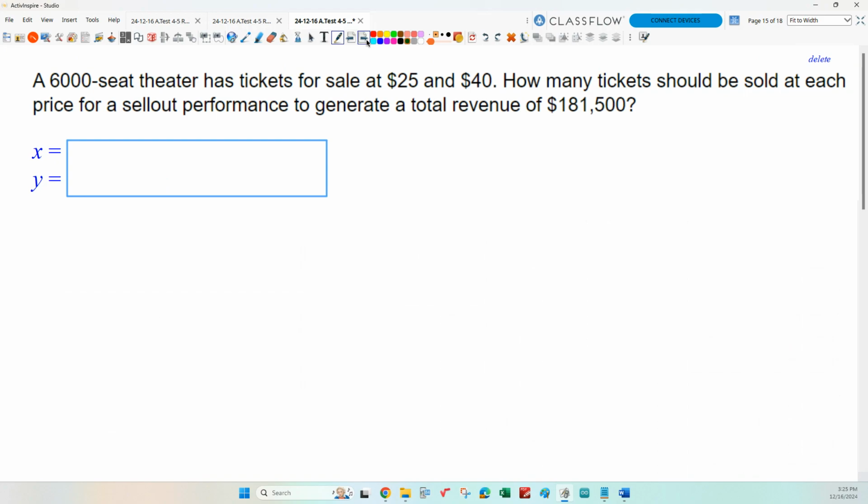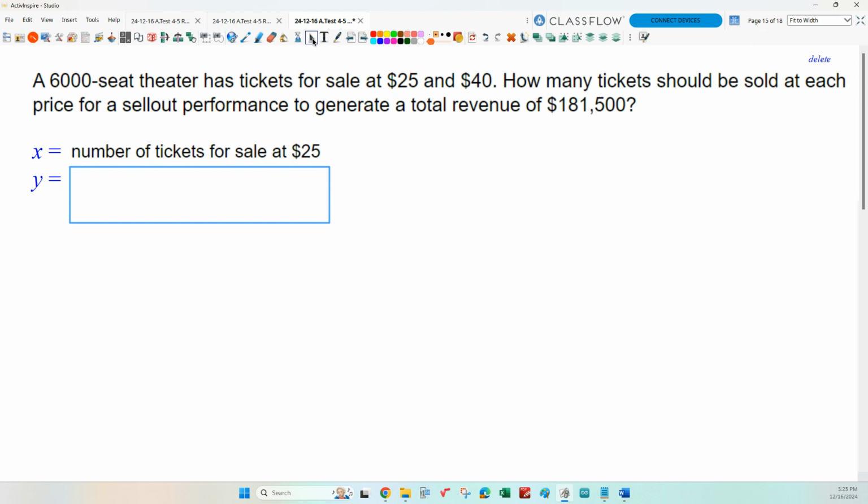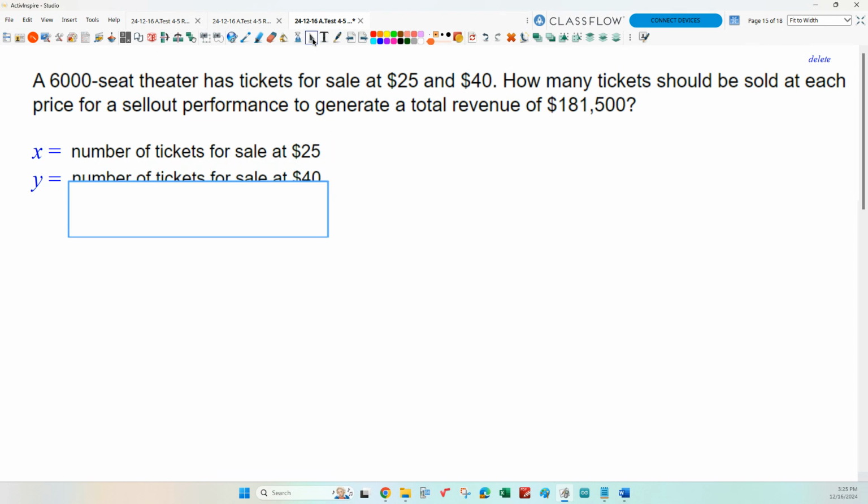So what are my variables then? X is the $25, Y is the $40. But what units are we talking about here? Number of tickets, right? So X is the number of tickets for sale at 25 bucks. Y is the number of $40 tickets, right? Okay? How many equations do I need?